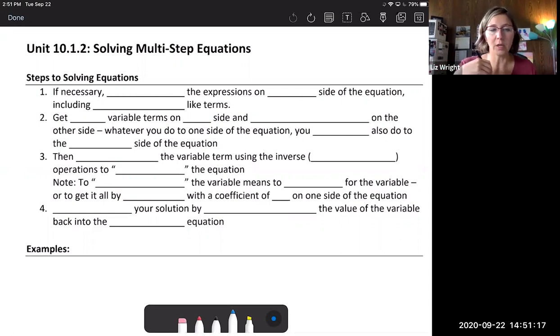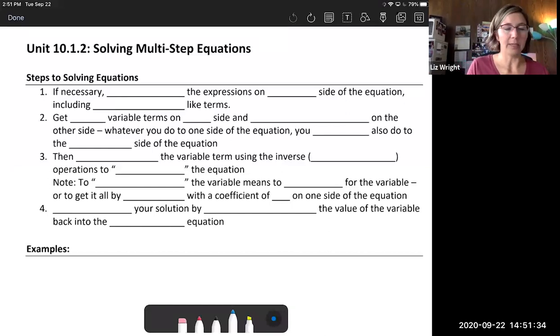So the first thing we're going to talk about is just the steps on how to solve multi-step equations. And these are just general steps, right? So we're not going to do all these steps every single time. This is going to be based on the situation that we were given to start with.